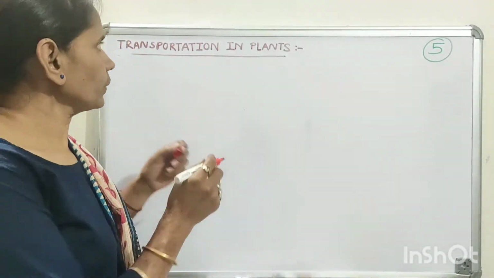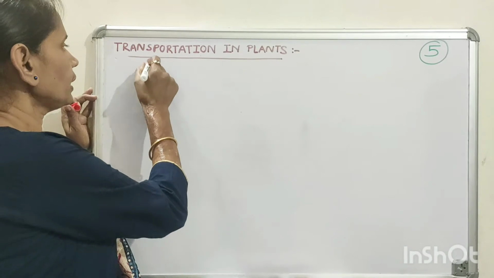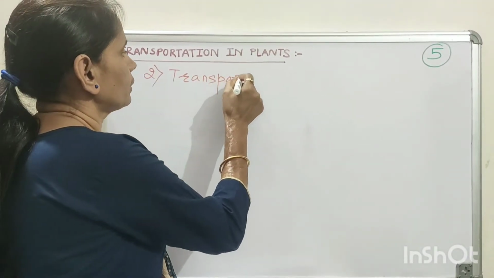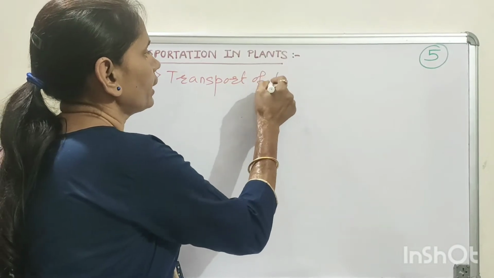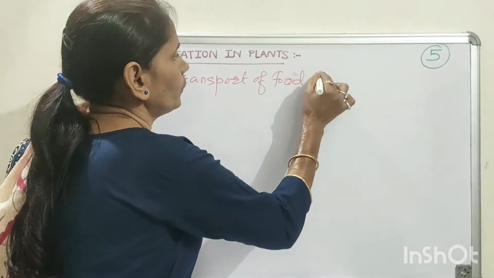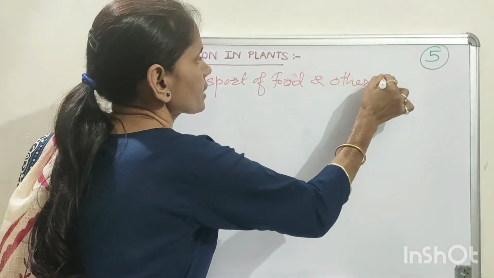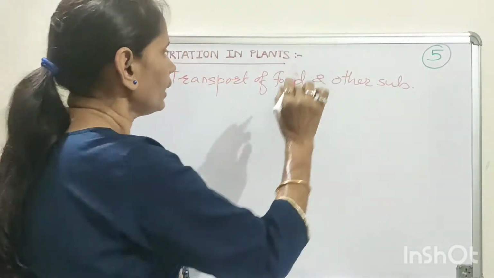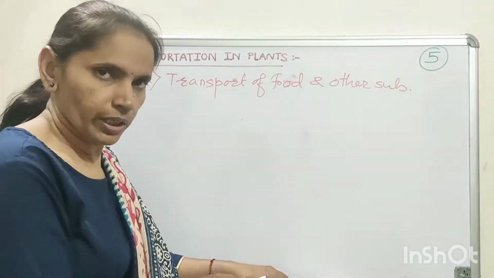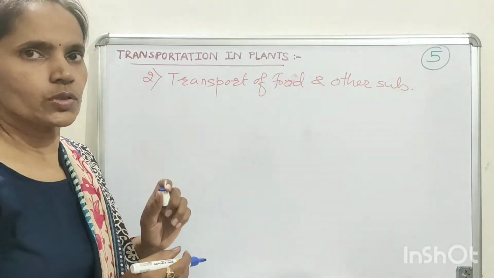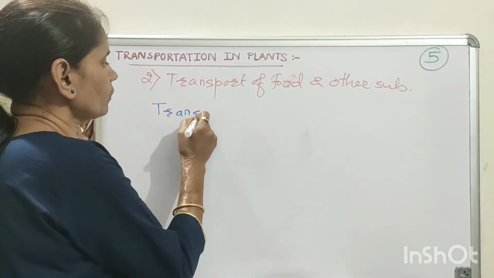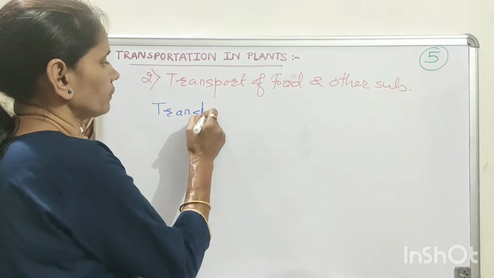Now the second part of transportation in plants includes transport of food and other components or other substances. Now this transportation of the food or the products that are synthesized in the process of photosynthesis is carried out by the process of translocation.